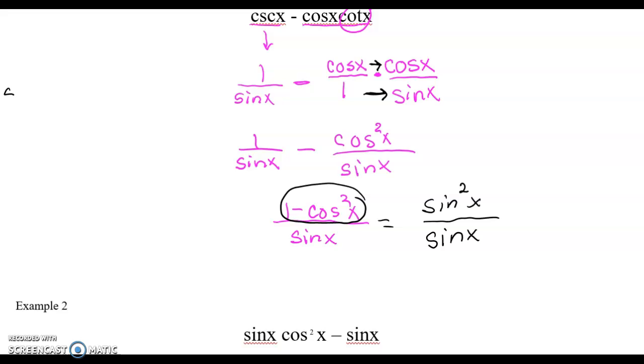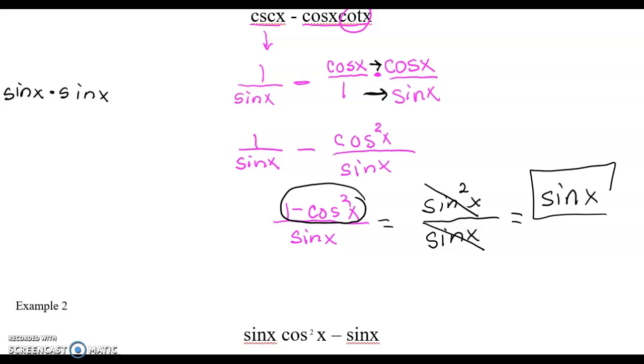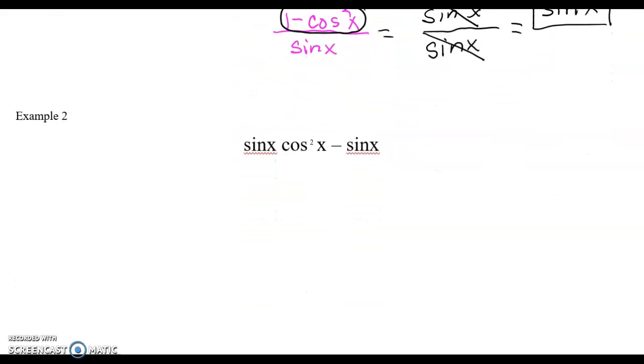Sine squared literally does mean sine x times sine x. So our sine x in our denominator cancels out one of our sine x's in our numerator, and we're left with sine x over 1. And sine x will be our answer. Okay, let's move on to example 2.